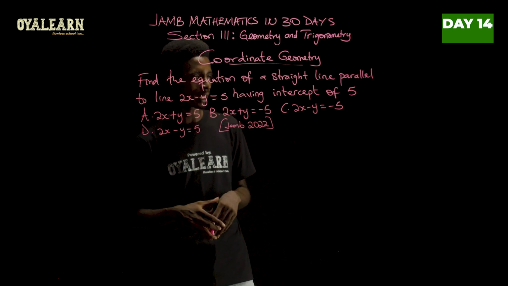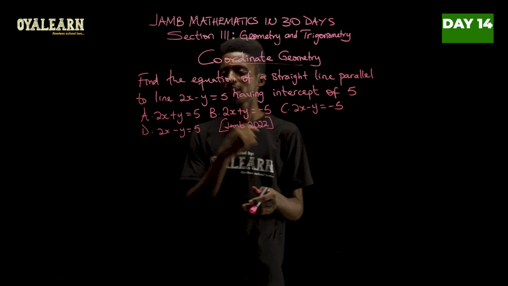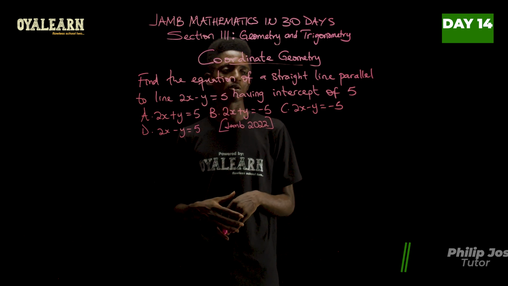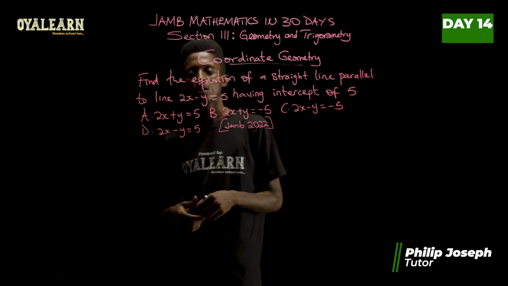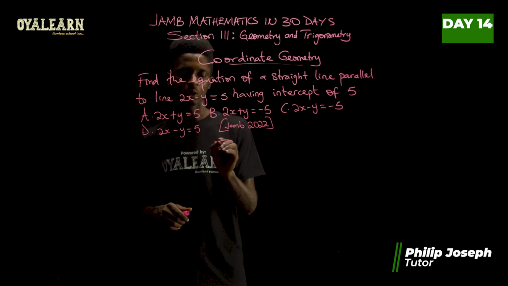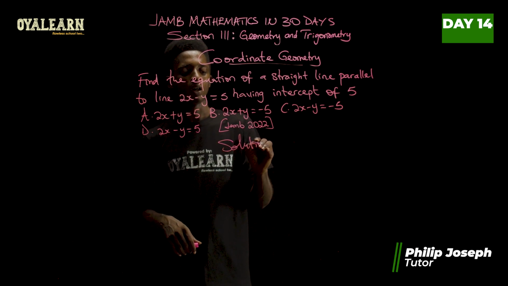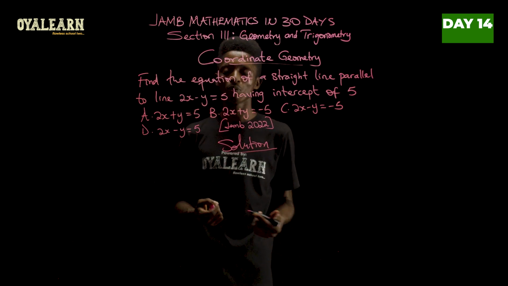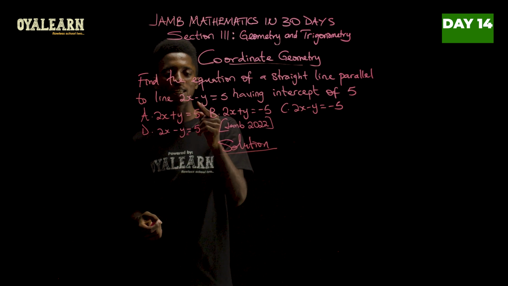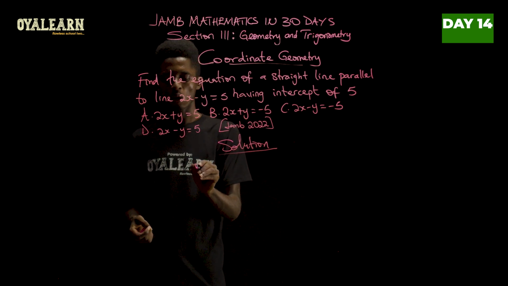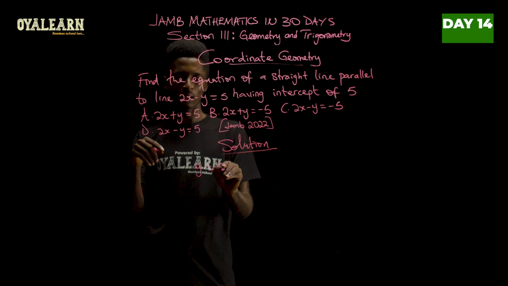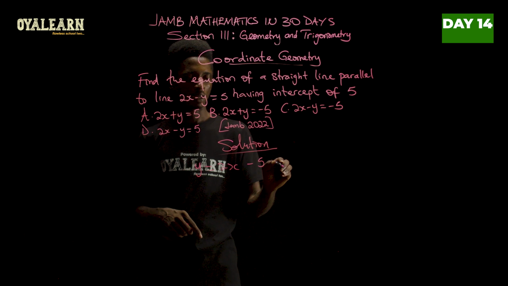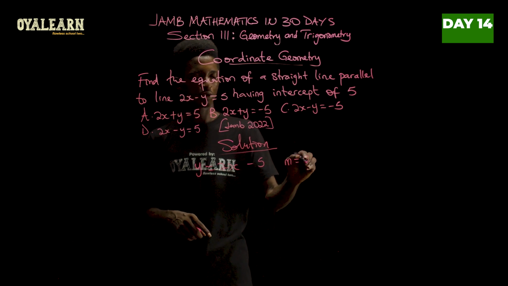Find the equation of a straight line parallel to line 2x minus y equals 5, having intercept of 5. Now, when we look at this equation here, we can find the parallel line by first establishing what the slope would be. So from here, if we take minus y to the other side, we'll have plus y equals now 2x. Now this is 5. When it comes to the other side, it becomes minus 5. So meaning our slope is 2.